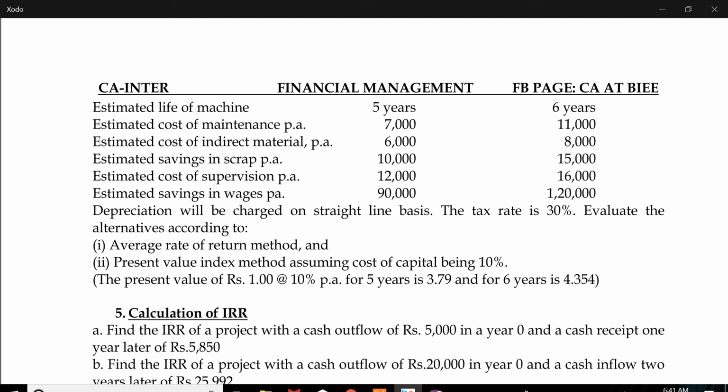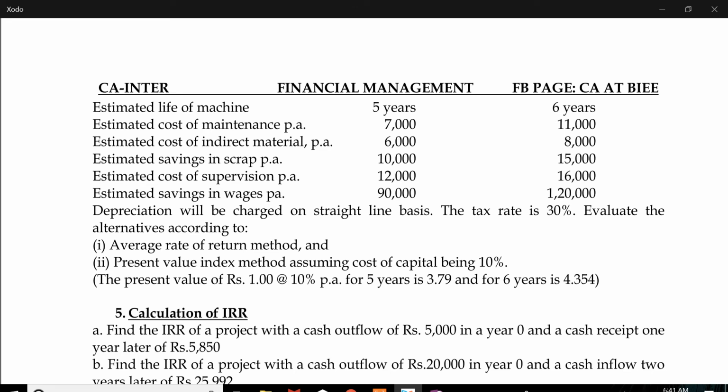A capital budgeting decision can lead to increase in revenues, in bracket revenue enhancement, or reduction in cost, in bracket cost reduction.